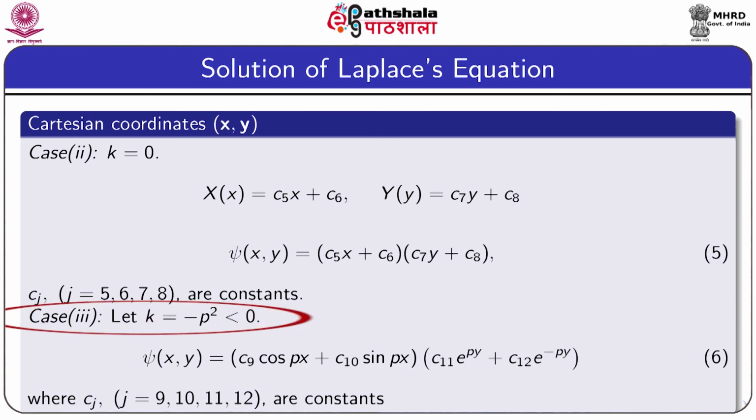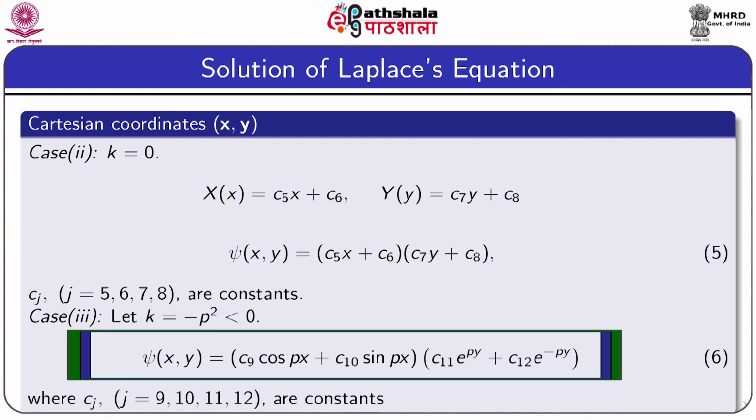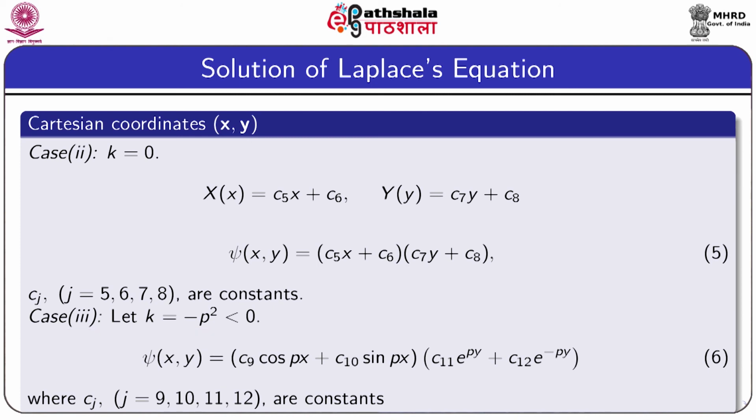In case 3, we assume k equals −p², which is a negative number, where p is a real constant. For this case, the solution ψ becomes (C9 cos px + C10 sin px)(C11 e^(py) + C12 e^(−py)), where Cj for j equals 9, 10, 11, 12 are constants.